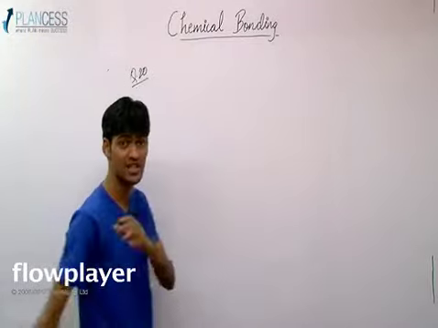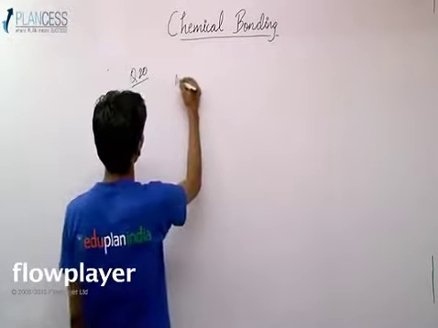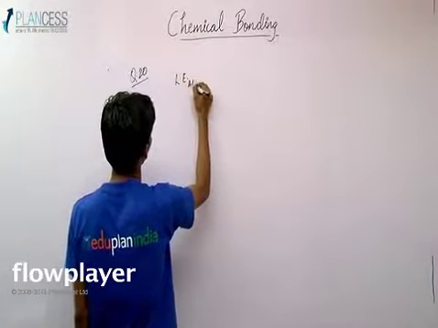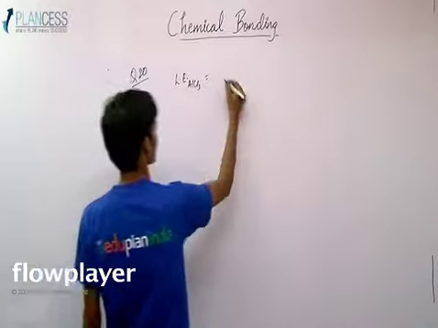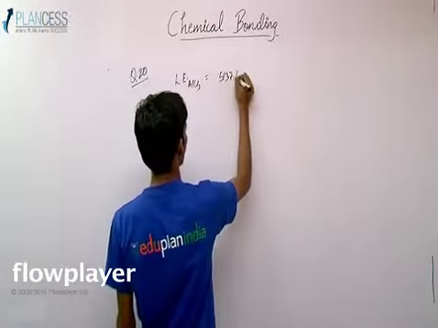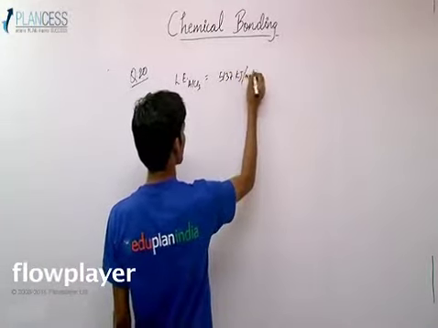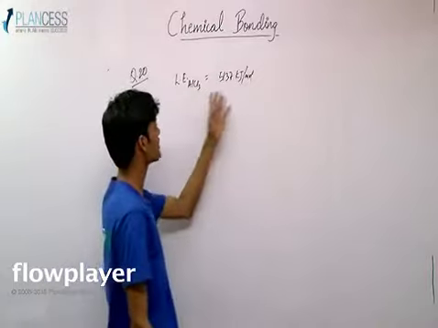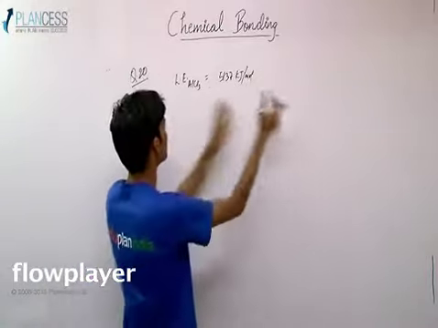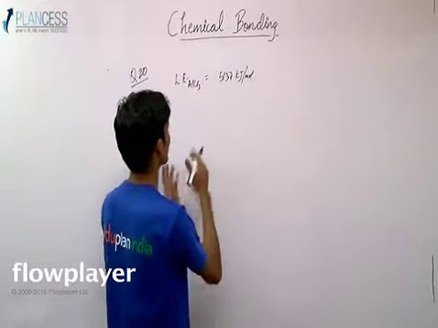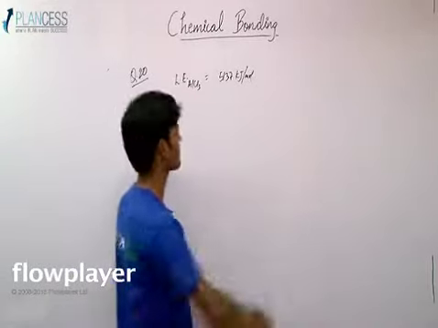We are given the lattice energy of AlCl3. Lattice energy of AlCl3 is given as 5137 kilojoule per mole. Here this means that you have to provide 5137 kilojoule per mole of AlCl3 to break it into completely Al+3 gaseous and 3Cl- ion gaseous.